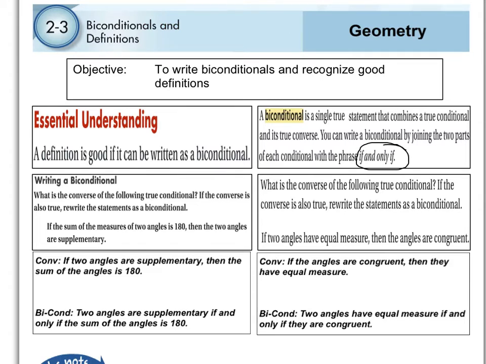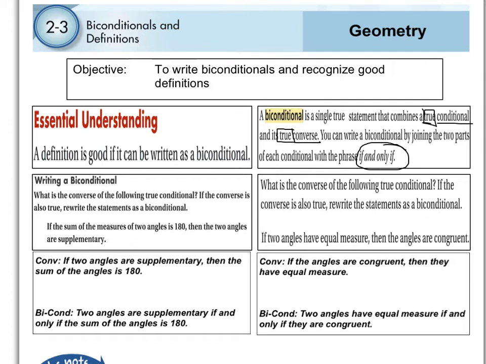The only way that a biconditional can be written is if the conditional and the converse are both true. If they're not both true, then you cannot write it as a biconditional. In other words, remember we wrote the conditional. Remember the converse took the hypothesis and the conclusion and flipped them. If I can write both of those as true statements, we can write it as a biconditional.